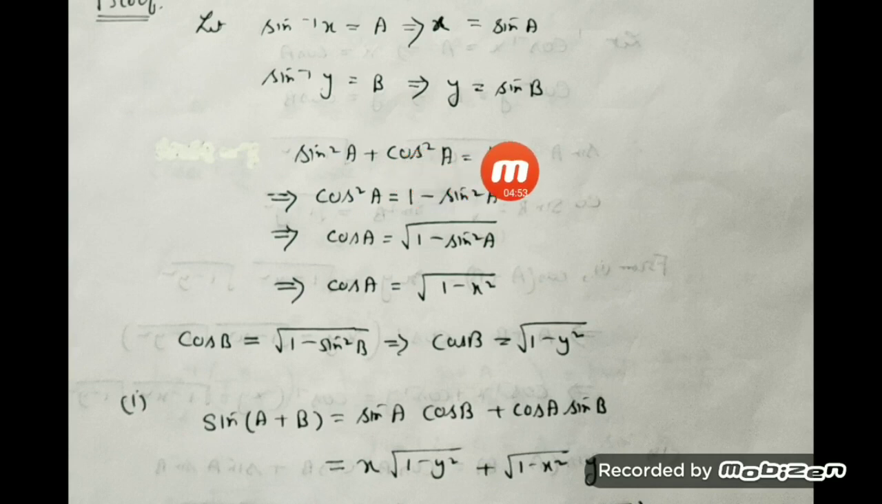This is known to you. You know sine. Your aim is to get cos. So I keep cos on the left side and bring sine to the right side. Then we get cos square A is equal to 1 minus sin square A. Okay, then what is the value of cos A? It is under root of 1 minus sin square A.